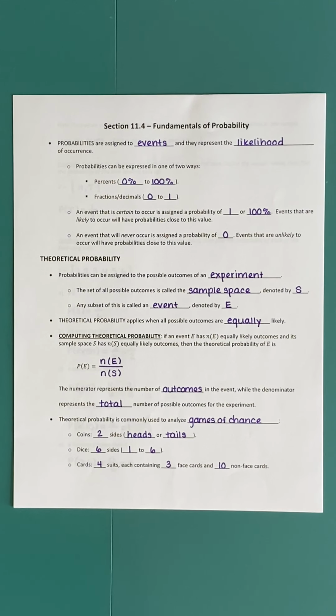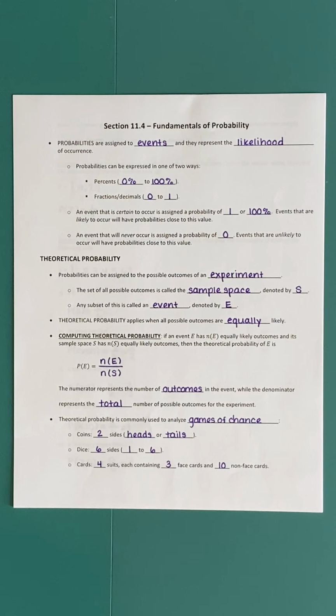Think of events as possible outcomes, and they represent the likelihood of occurrence. In other words, how likely or how unlikely is it that we get a particular outcome in a particular situation. So probabilities can be expressed one of two ways: percents, so that's going to range from 0% to 100%, or fractions and decimals, so that's going to range from 0 to 1.